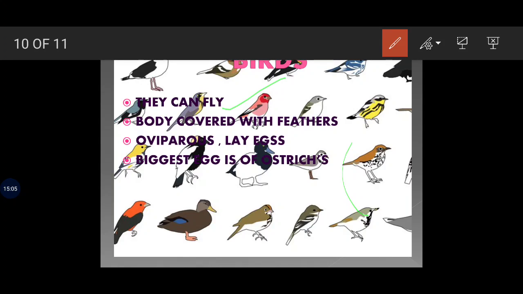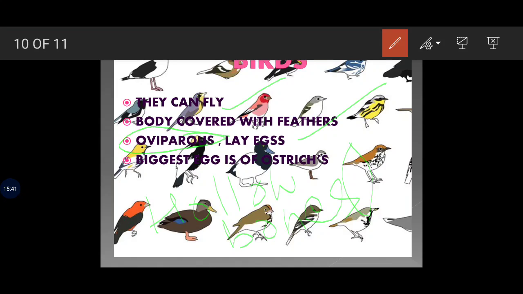They can fly, as I have told you. They also have this type of shape, a streamlined body, which helps them to fly. They have big wings. They also have hollow bones. Hollow bones make their body lighter, and that helps these birds to fly high in the sky. Their body is not covered with scales, but with feathers.